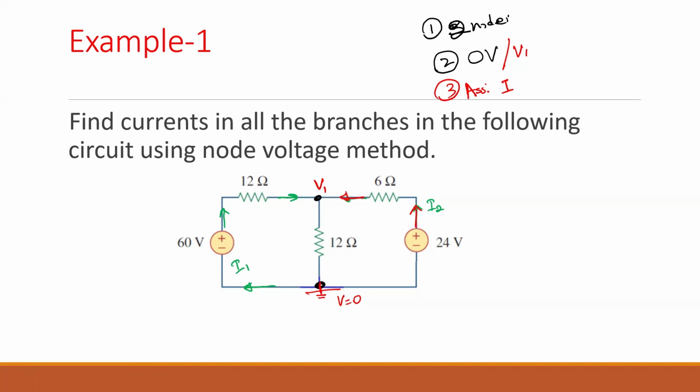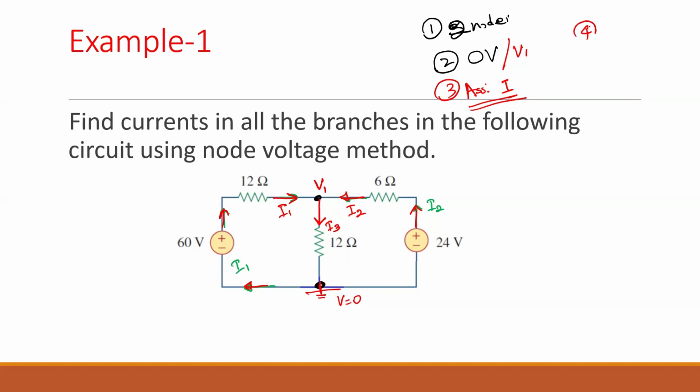If you are wrong, that's okay. You assume a direction and you put the arrow. Otherwise, we won't be able to apply the KCL. If our assumptions are wrong, we get a negative current. That's all right. So this is I1, this is I2. This current going down from the middle path, I call it I3. So the third step is assigning currents.